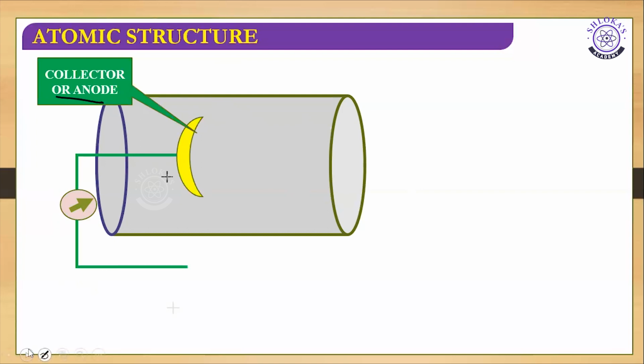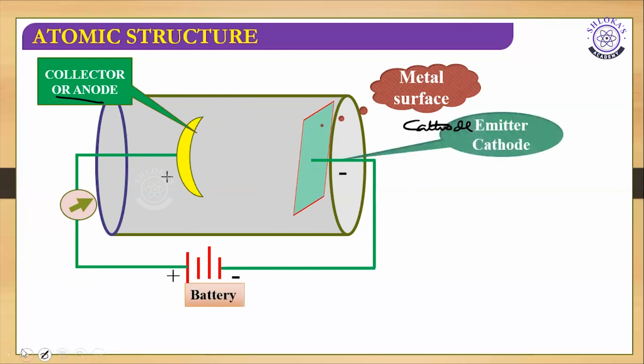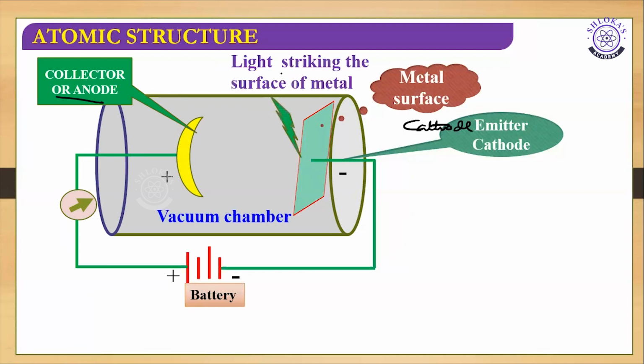It is connected to the positive terminal of the battery, and here we should insert one more electrode, that is a negatively charged electrode, which we call the cathode. This is a metal surface and it can act as a cathode. Now this metal surface is irradiated with suitable light. This is the emitter or cathode. This is the battery and here is the vacuum chamber. So this is the light striking the metal surface.